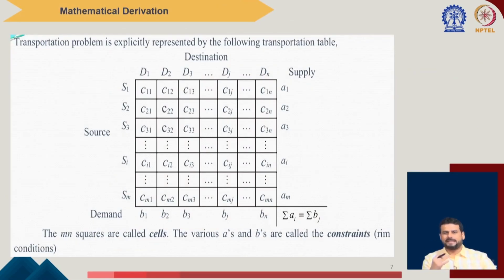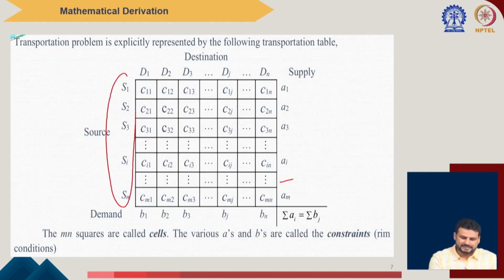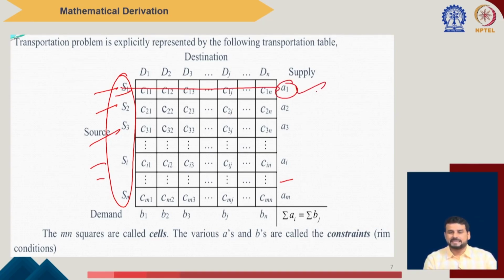Let us understand and configure this into mathematical form. This is a kind of matrix. These are all sources, let us say factories where we are manufacturing the product: factory 1, factory 2, 3, 4, 5, factory M. All rows represent factories, so this is supply. From factory 1 the supply is A1, from factory 2 the supply is A2, from the third manufacturing unit the supply is A3, likewise.